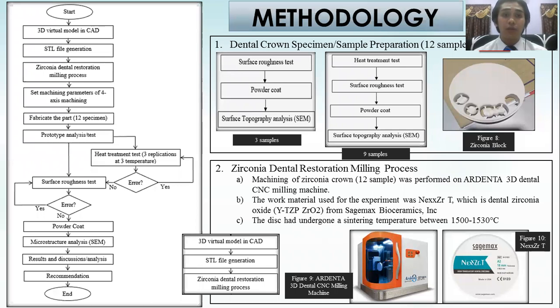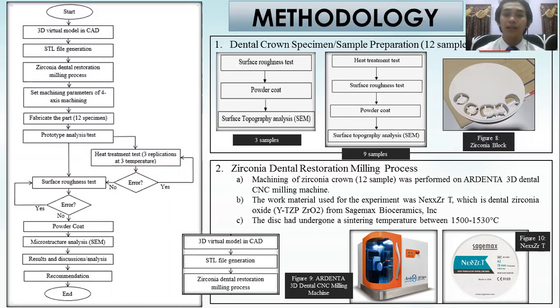So for my methodology, as you can see in my flowchart, my project started with the 3D virtual model in CAD, and then we generated the STL file, continued with the milling process of the zirconia dental crown, and after that we fabricated the part, which is the test specimens of the crowns. Then we continue with several tests: first the heat treatment, second the surface roughness test, and lastly the microstructure analysis.